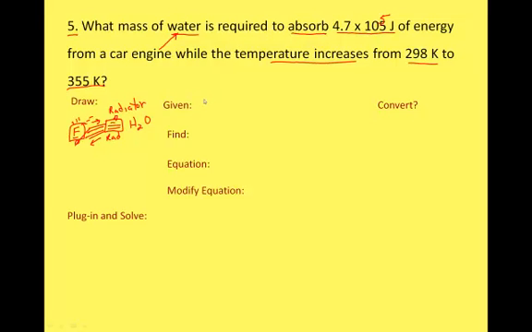So we're given it's water, and so what's the heat capacity of water? It is 4186 joules for every kilogram K. We also know that the temperature rose, so 355 K, this is T2, minus 298 K, this is T1, and so we subtract the two, and we end up with 57 K as far as a change in temperature. That's change in T.